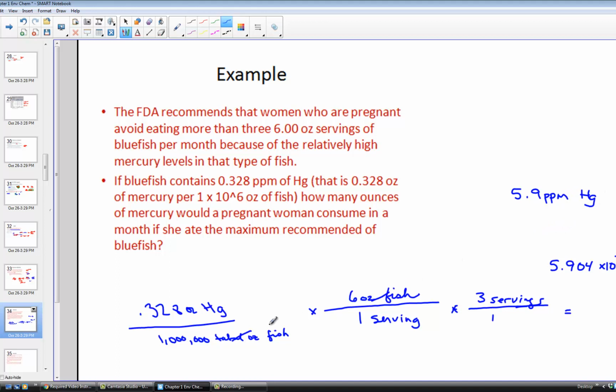You should process that question. A woman eats fish and she's pregnant. How much is she going to intake? So 5.9 parts per million, if she has 3 servings of bluefish, and each serving is 6 ounces, and she's ingesting 0.328 parts per million each time. Great work. Good practices.